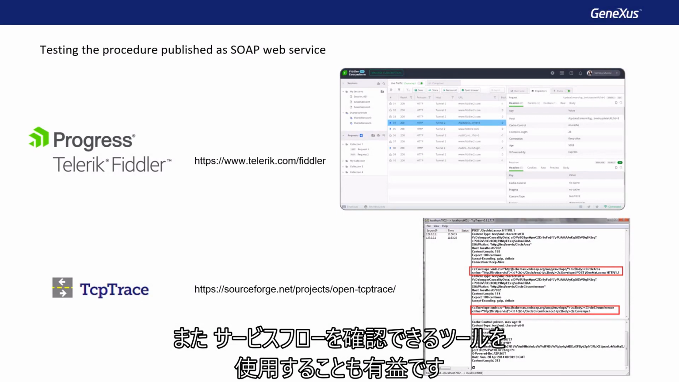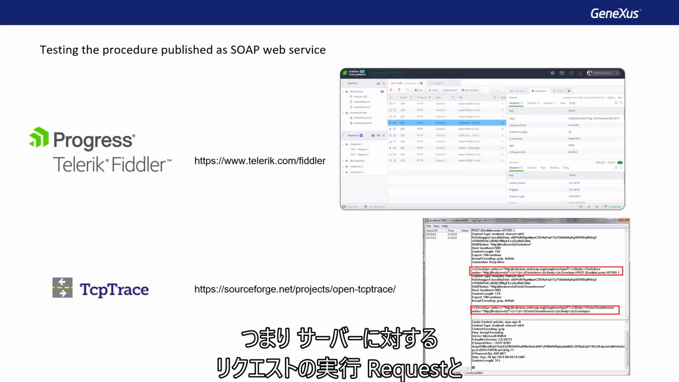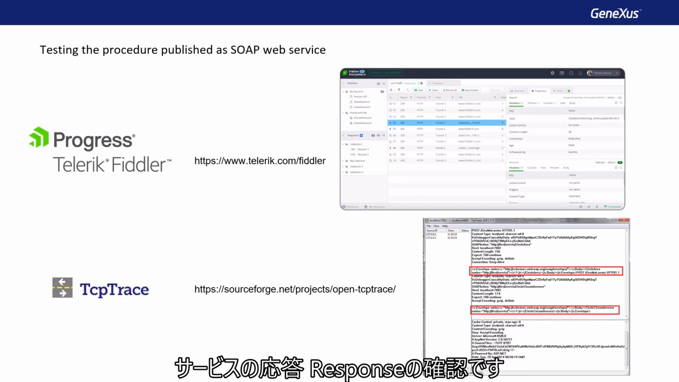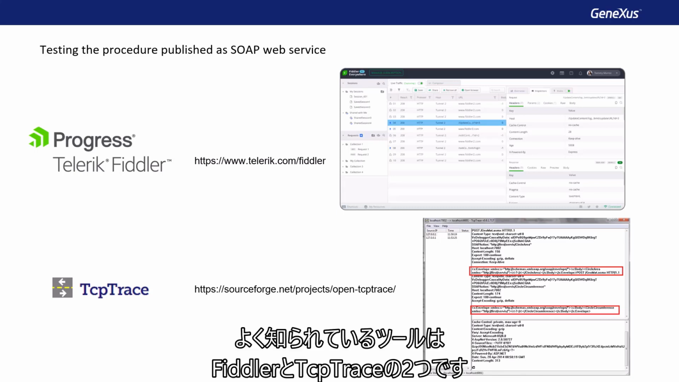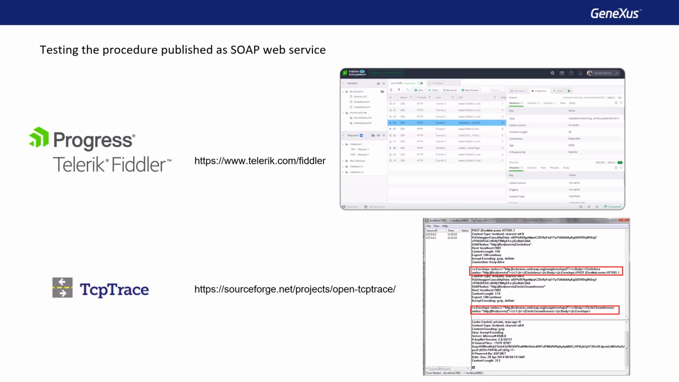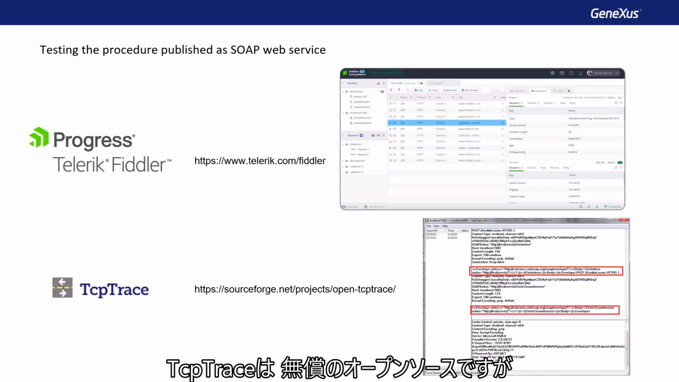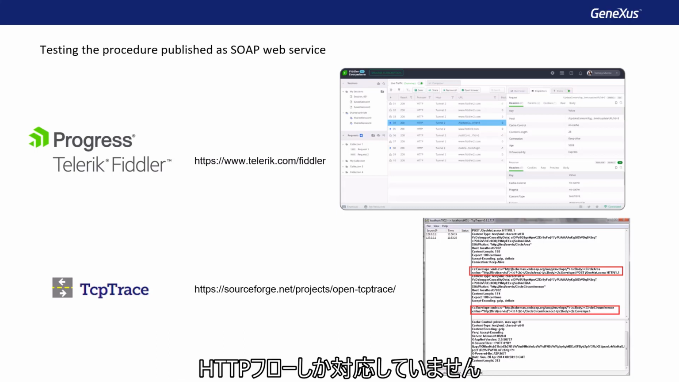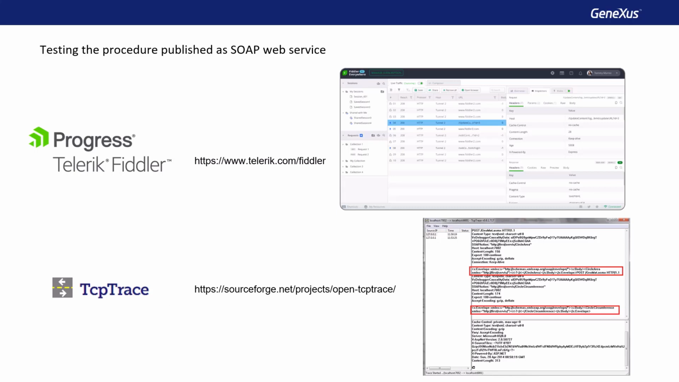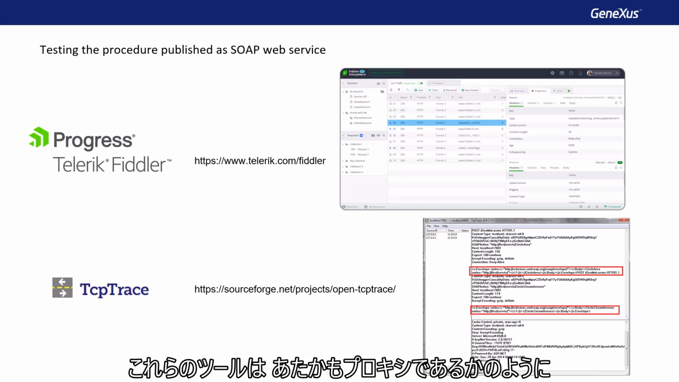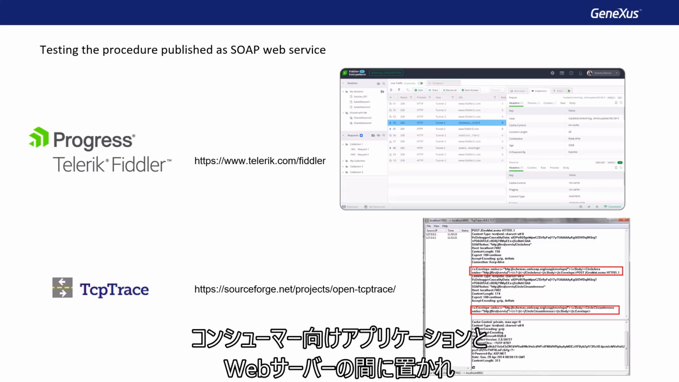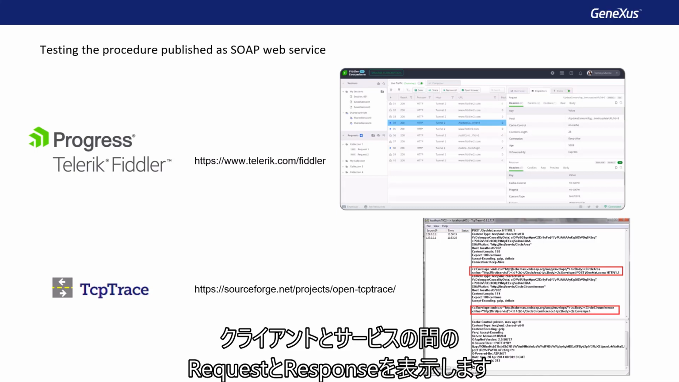It's also useful to use tools that allow you to view the service flow, that is, to see the execution request to the server, request, and the response of the service, response. Two of the best known tools are Fiddler and TCP Trace. TCP Trace is free, open source, but only allows HTTP flow. For HTTPS, Fiddler must be used. These tools are between the consumer application and the web server, as if it were a proxy, and show the request and response between the client and the service.